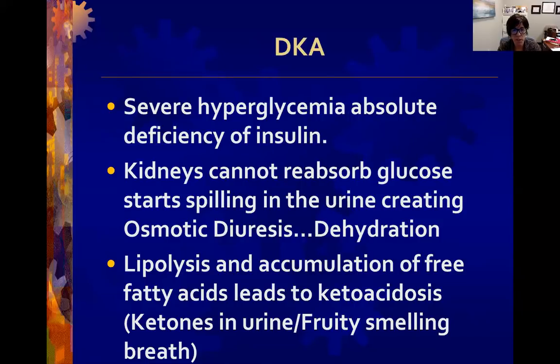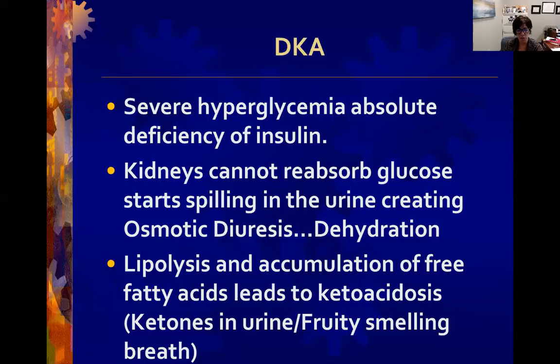There's no insulin on board whatsoever with DKA. So the kidneys can't absorb the glucose. It starts spilling into the urine. So remember, this is your 3 classic Ps. So polyuria. The kidneys can't absorb all that glucose because it's way up high. Some of these patients with DKA, their sugars can be 600. It starts spilling into the urine, and as it's spilling in, the glucose is taking fluid with it. So it causes this osmotic diuresis, and the patient dehydrates.